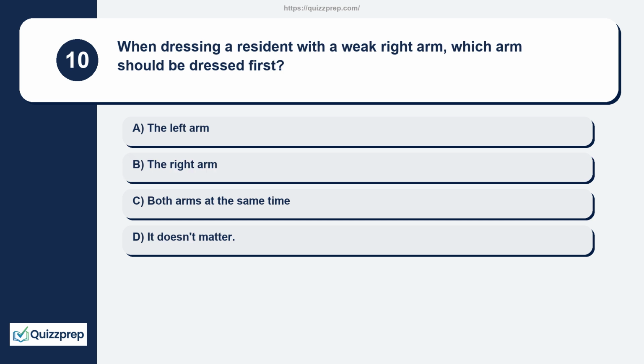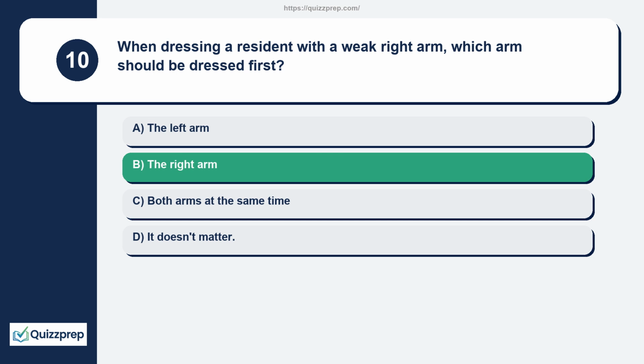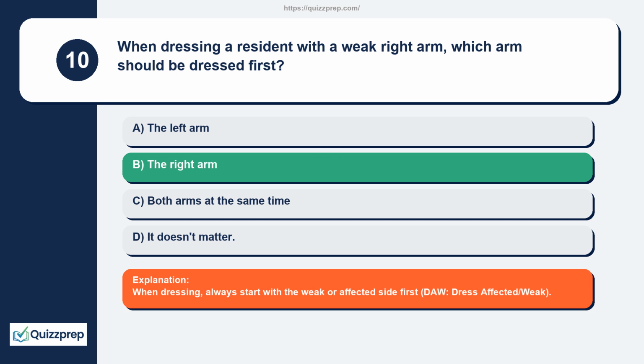Question 10. When dressing a resident with a weak right arm, which arm should be dressed first? The left arm, the right arm, both arms at the same time? It doesn't matter. When dressing, always start with the weak or affected side first. Dress affected, weak.